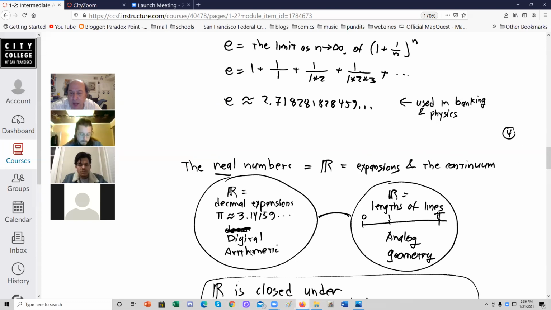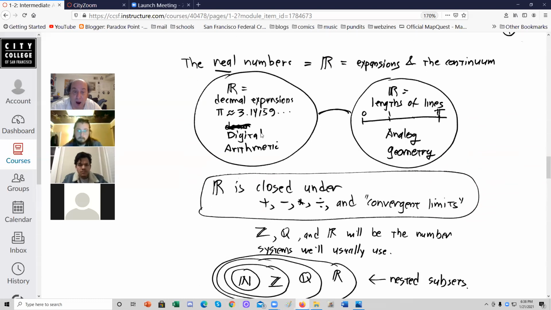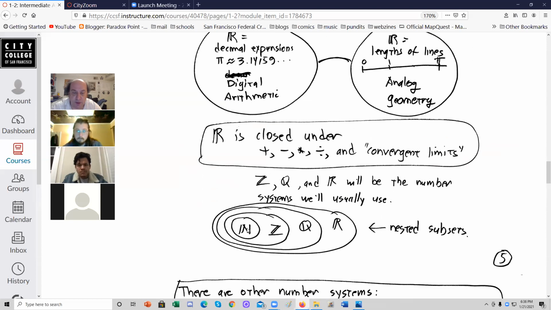Here we talk about counting and arithmetic. Here we talk about measuring and geometry. And the identity of the two does a great deal of heavy lifting in mathematics. Now, R is closed under addition, subtraction, multiplication, division, and what are called convergent limits. And it's nested subsets. The counting numbers are a subset of the integers, which are a subset of the rationals, which are a subset of the reals.